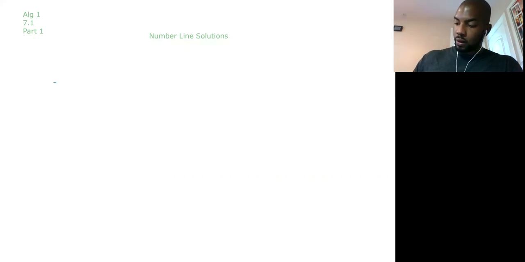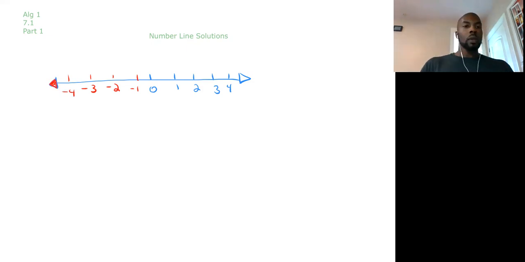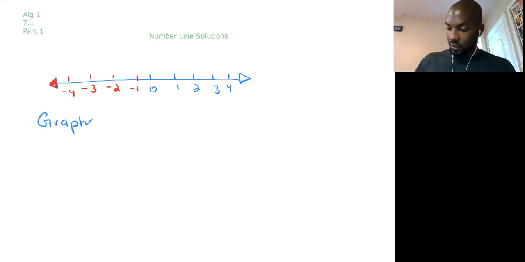Let's say we had a number line. We have our 0 in the middle, and a couple numbers to the right. Those are our positives. And then we go to the left, -1, -2, -3, -4, and so on to negative infinity. What we're going to talk about today is called graphs of a number line, or graphs of a solution.